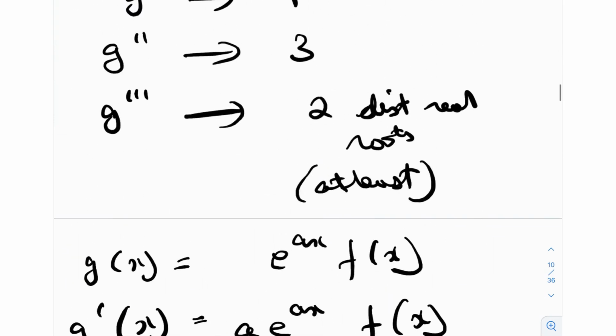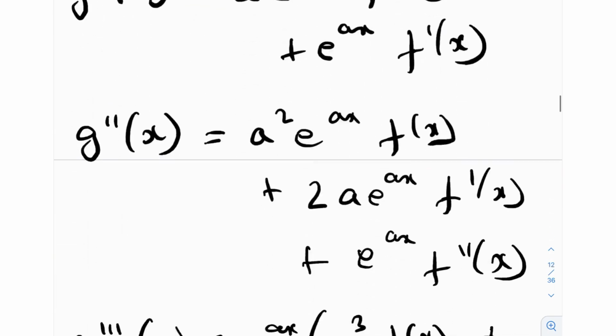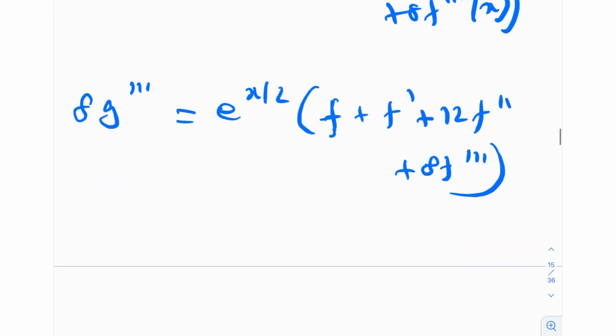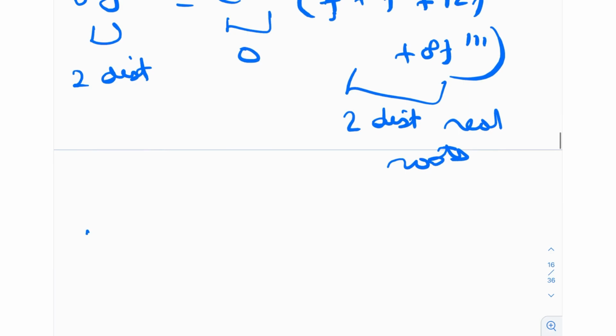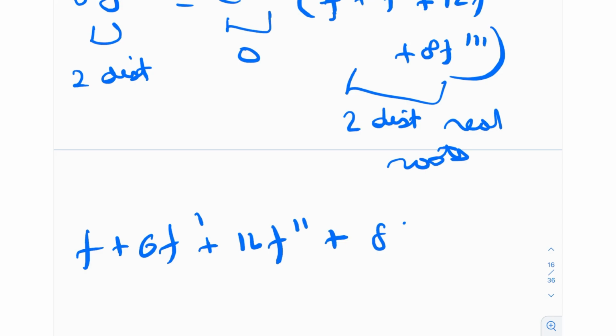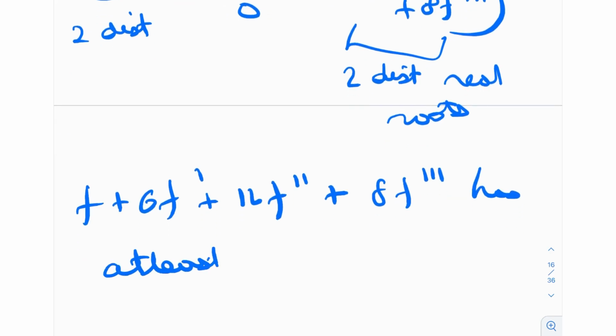Now, going back to up top, we have seen that the third derivative of g has at least 2 distinct real roots, right? So this quantity will have 2 distinct real roots. This will have 0, obviously. So this also has to have 2 distinct real roots. So therefore, we have indeed proved that f plus 6f prime plus 12f double prime plus 8f triple prime has at least 2 distinct real roots. And that concludes the problem.